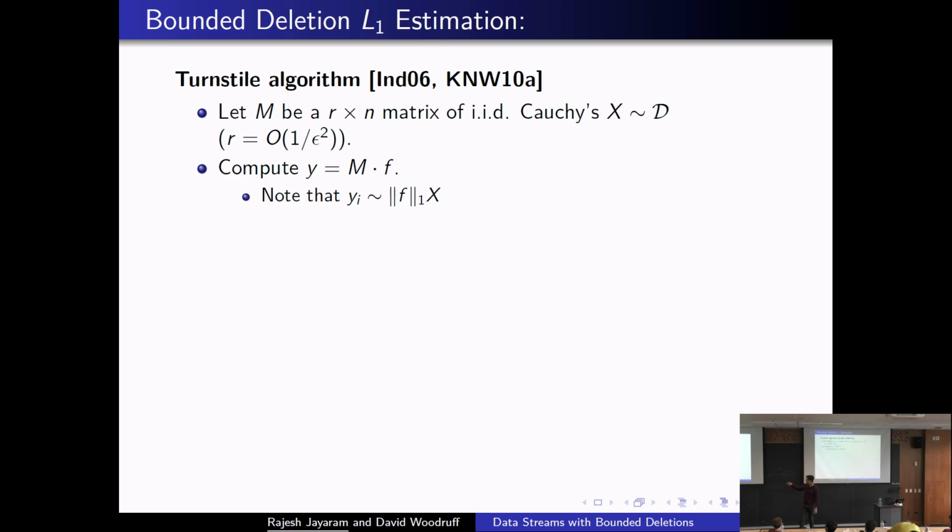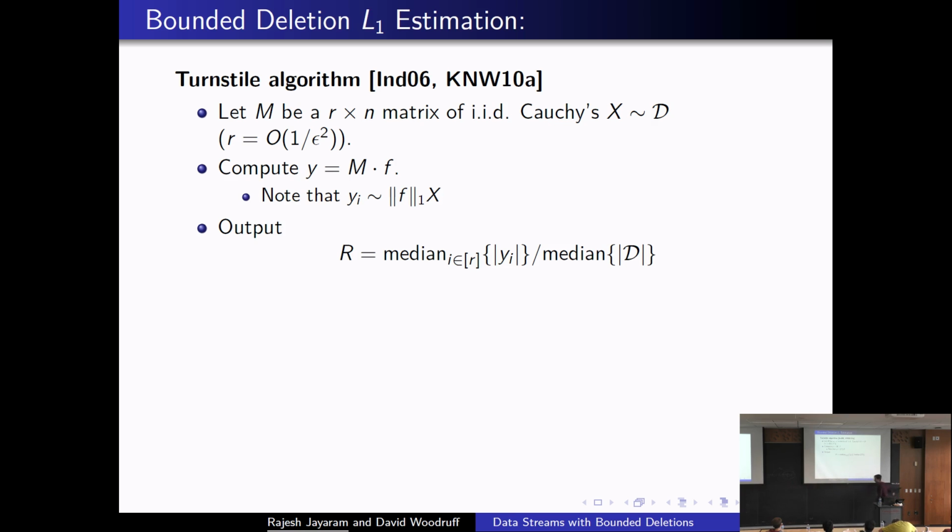So if you had full independence, note that each bucket is going to be distributed like a Cauchy times the actual L1. So I'm going to have 1 over epsilon squared buckets, each distributed like a Cauchy times the L1. And so our estimator is going to be to take the median of all these buckets and then scale it by the median of the distribution. That's the distribution median. And for a Cauchy, it turns out this is actually 1.